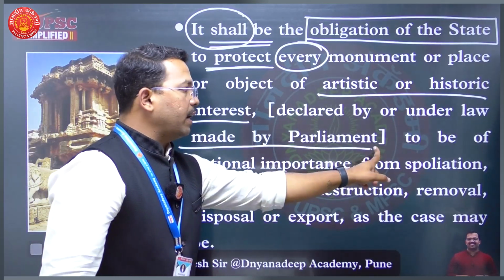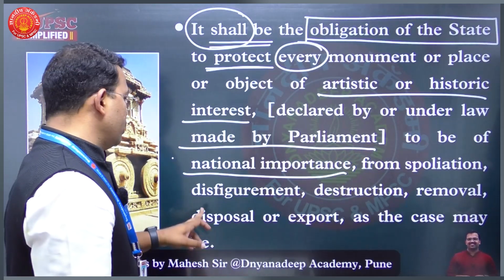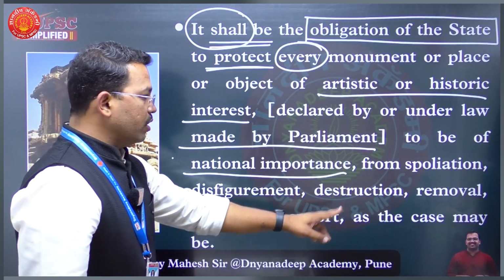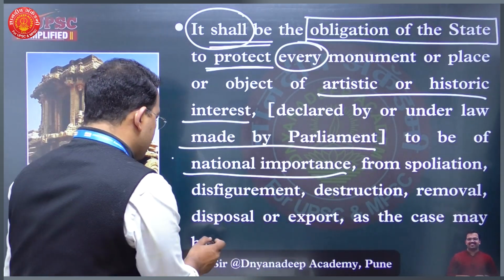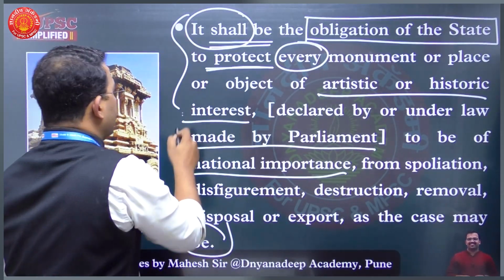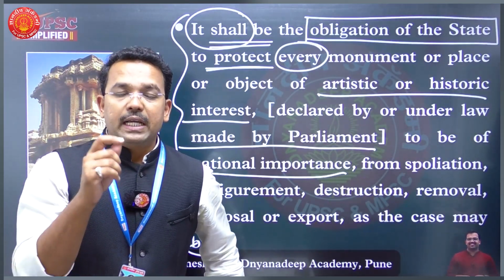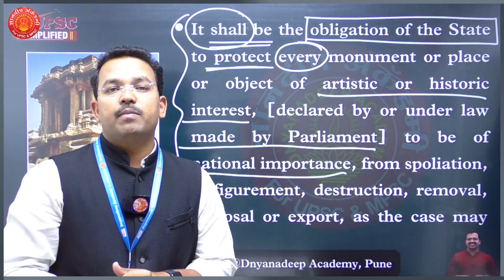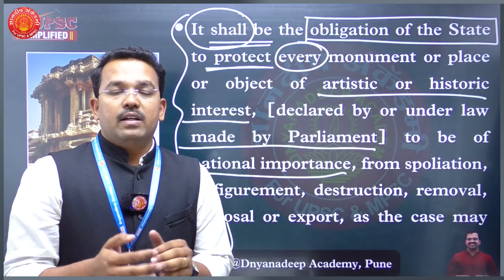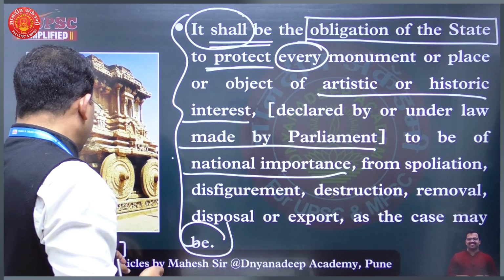law made by Parliament to be of national importance, from spoliation, disfigurement, destruction, removal, disposal of or export as the case may be. It has very specifically said that you cannot even export, you cannot have trade in the things which have been declared as things of national importance by a law made by the Parliament. Remember, it is the dharohar of India. It must be protected in any case as it is of national importance.